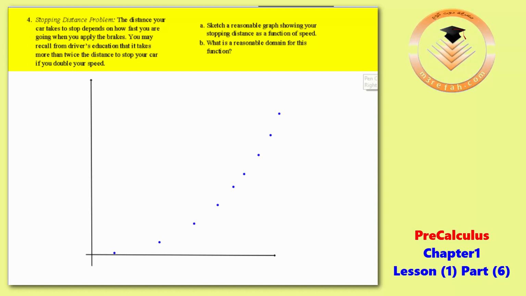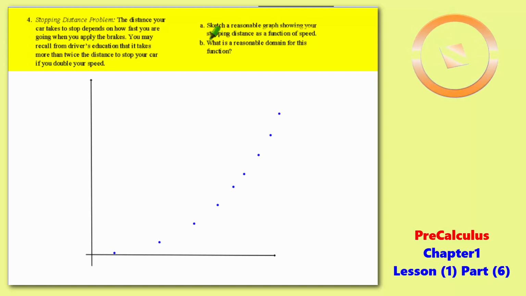Letter A, sketch a reasonable graph showing your stopping distance as a function of speed. And letter B, what is a reasonable domain for this function?